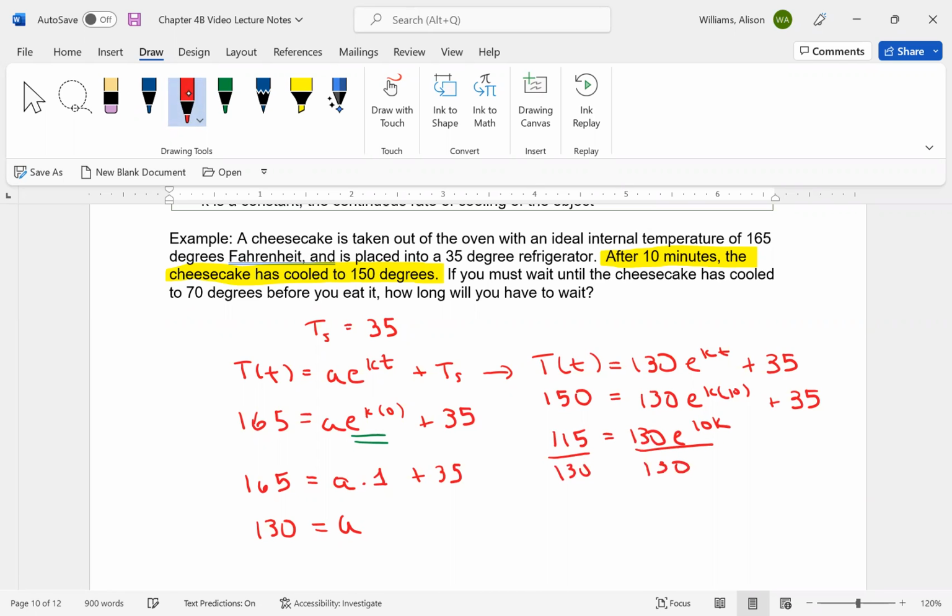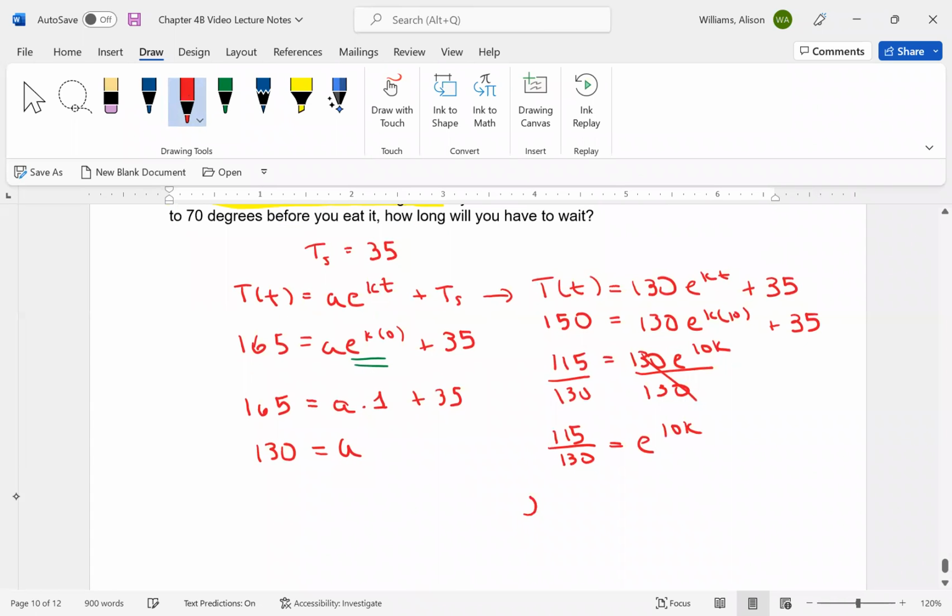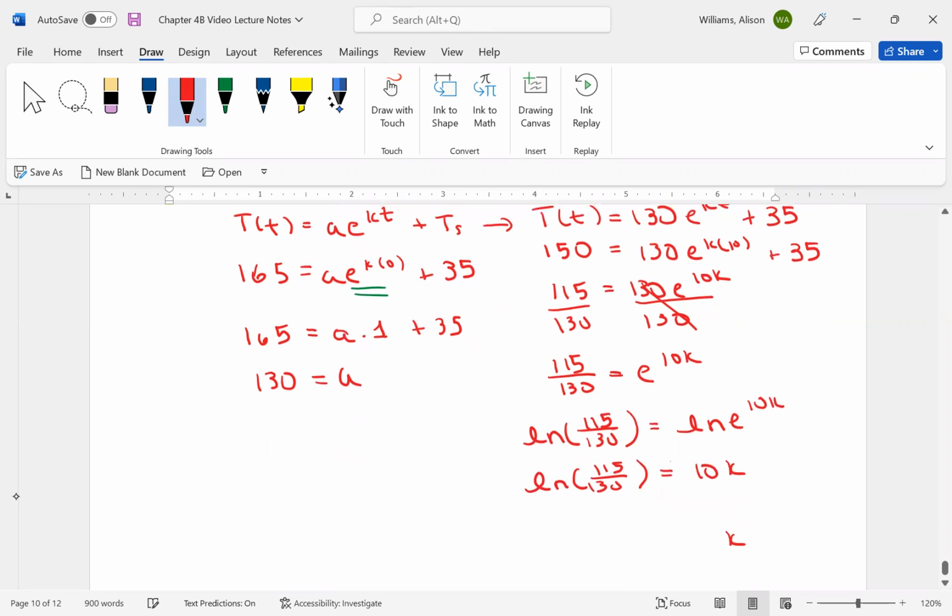Gives me probably a gross decimal. I might just leave it as a fraction. Yeah, it's a gross decimal. So in order to save myself from dealing with rounding, I'll leave it like this. Equals e to the 10K. Okay, now I'm going to take the natural log of both sides, which is really nice with e, because when we take the natural log of e, those two things cancel, and we're just left with the exponent. So natural log of 115 over 130 equals 10K. So K is going to be this number divided by 10.